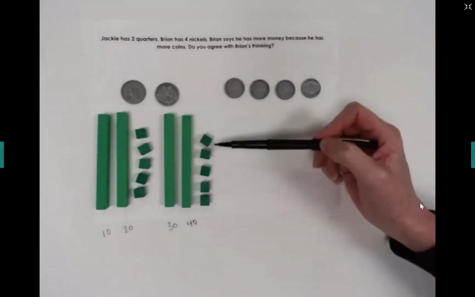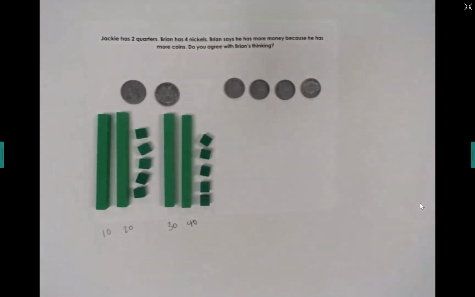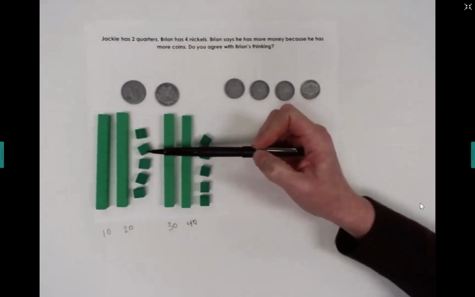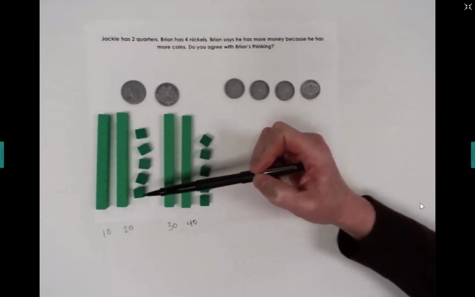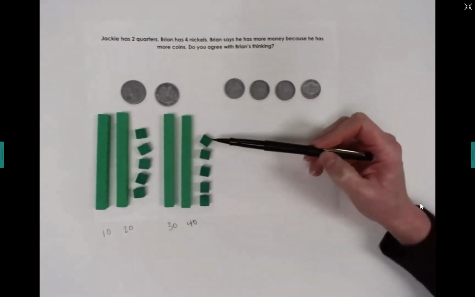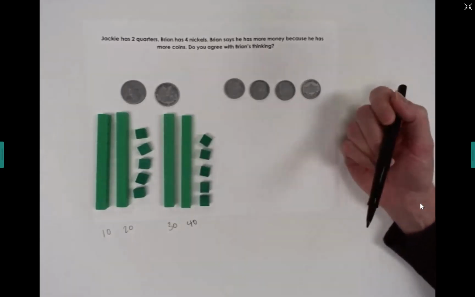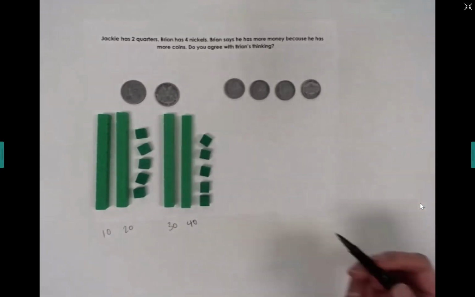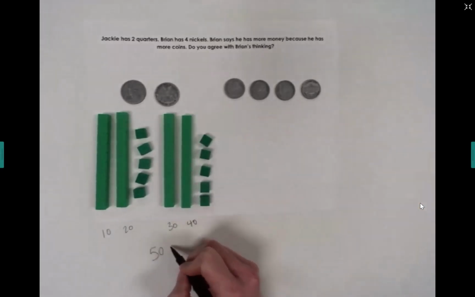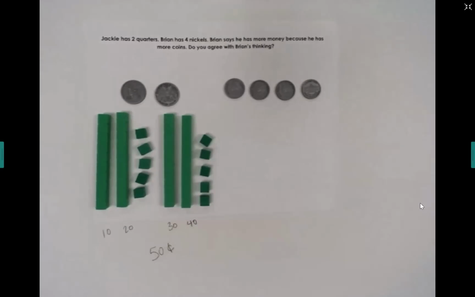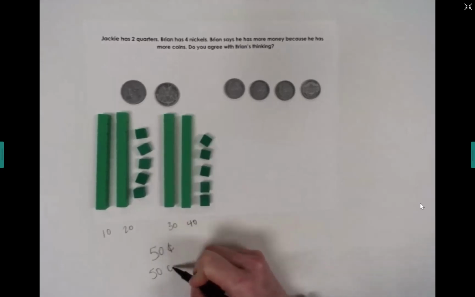Then when I'm looking at my ones, I can start at the 40 and count on by ones to count 41, 42, 43, 44, 45, 46, 47, 48, 49, 50. So counting, I can determine that Jackie has 50 cents. I could write it like that. I could also write it in words.